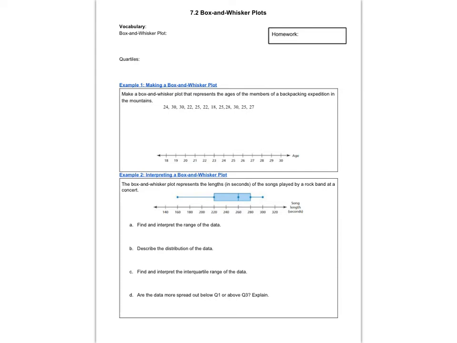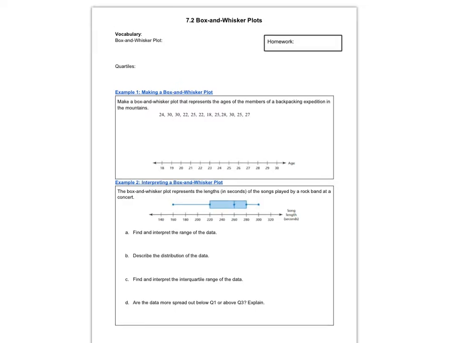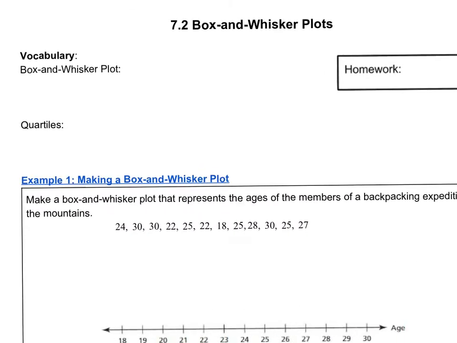So chapter 7 is all about data and data analysis and data displays. And in 7.2, we're going to talk about one way to display the data. So in 7.1, we found the mean, median, mode, range, standard deviation. Those were all measures for the data. Now we're going to display data in a box and whisker plot. So let's take a look at the top of the page here.